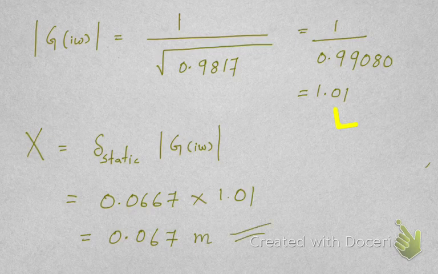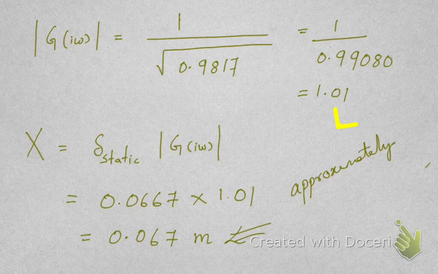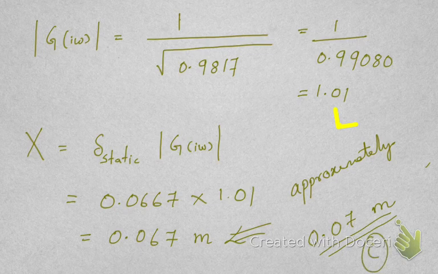Now in the question you won't be able to see this. They are asking you approximately, so you have to pay attention to each and every word in the question. They are asking you what is the approximate value of the amplitude. So the approximate value will be this much meters. Be careful, because this is option C, so option C is the right answer.